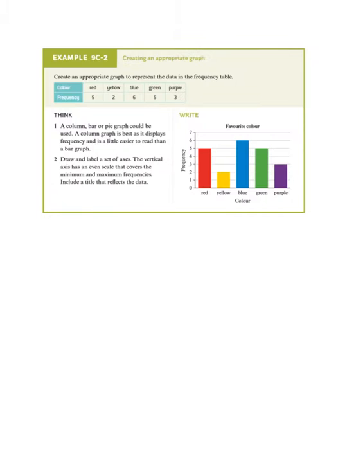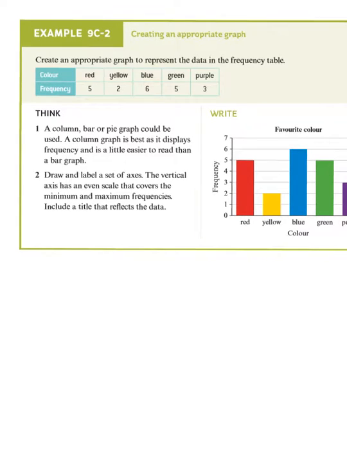All right, let's go to our next page. Now you have to create the graph to represent the data in the frequency table. In this frequency table, they've got red, yellow, blue, green, purple as your colors, and your frequencies were 5, 2, 6, 5, 3. It could be people's favorite colors, it could be anything. An appropriate graph: they say a column, a bar, or a pie graph could be used. Because it's frequency, a column graph is best as it displays the frequency and it's a little easier to read than the bar graph. It says draw and label a set of axes.